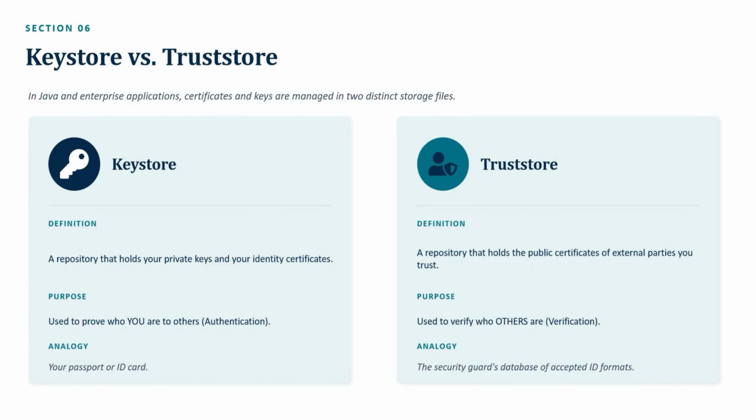The analogy is your passport or ID card. So this is the keystore point that you should know about. And a truststore is a repository that holds the public certificates of external parties you trust. What is its purpose? It is used to verify who others are. The analogy here is the security guard's database of accepted ID formats.